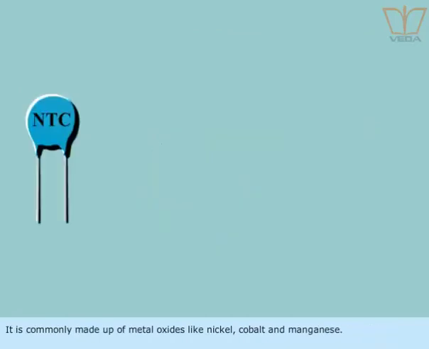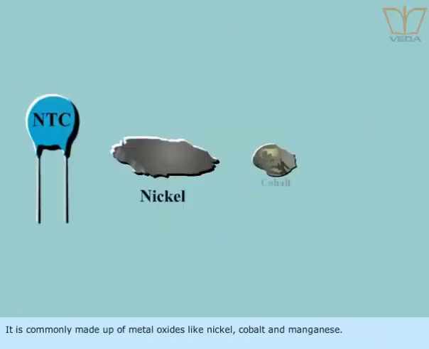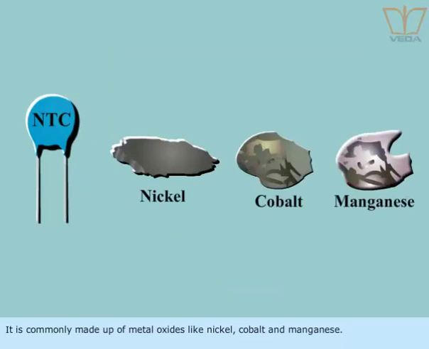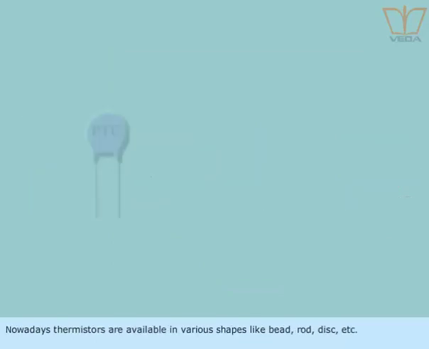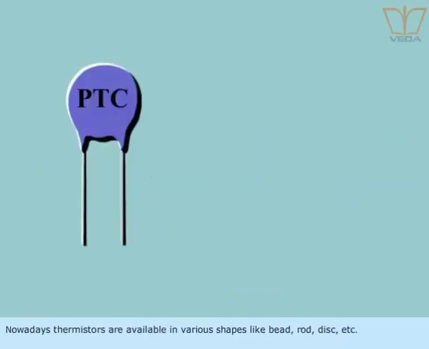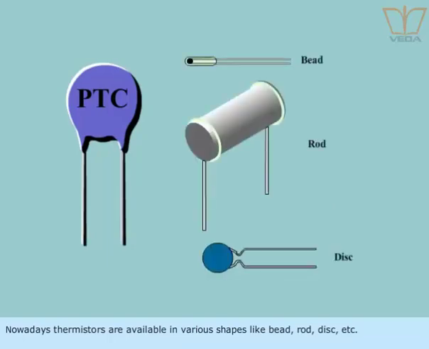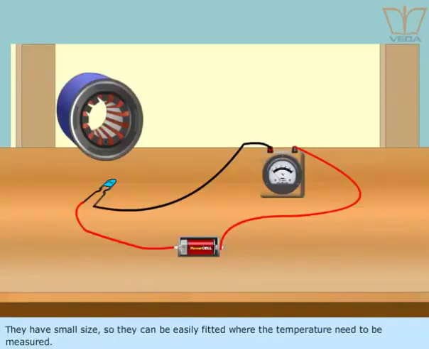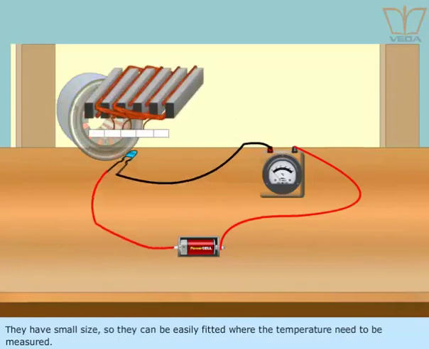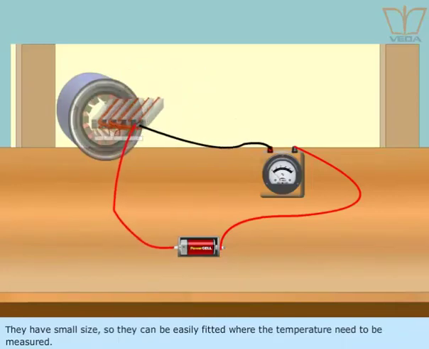It is commonly made up of metal oxides like nickel, cobalt, and manganese. Nowadays, thermistors are available in various shapes like bead, rod, disc, etc. They have small size, so they can be easily fitted where the temperature needs to be measured.